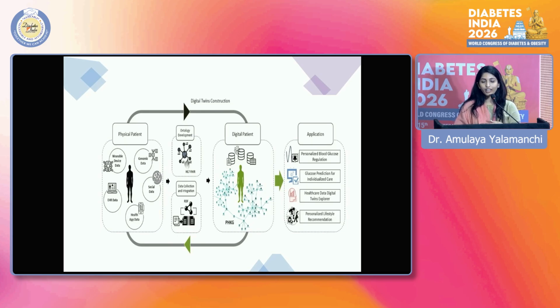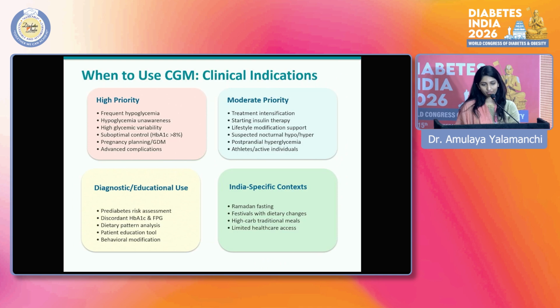From there, we can have personalized blood glucose regulation throughout the year. They can have glucose prediction even when the CGM is not in place. And this provides the personalized lifestyle recommendations which the patient requires.